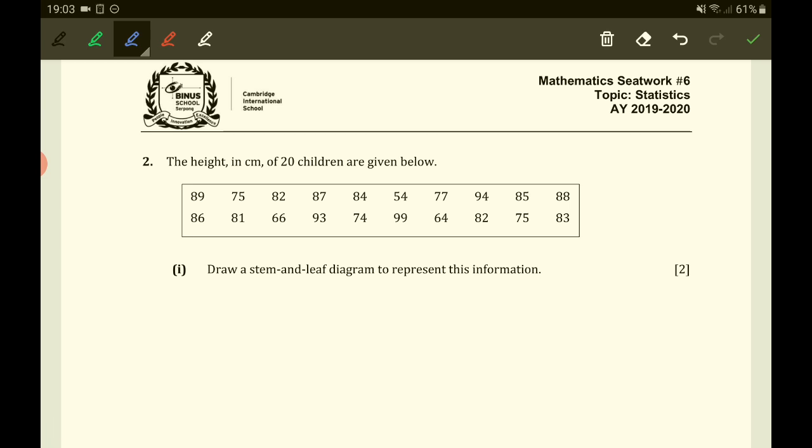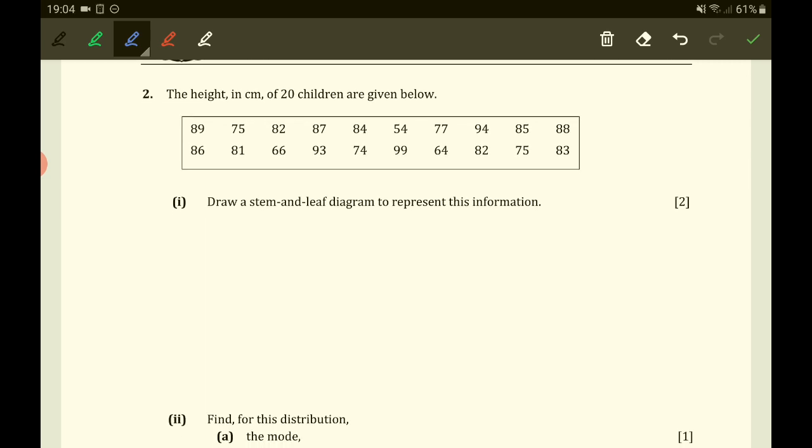Okay, the heights in centimeters of 20 children are given below. So this is the data of 20 children, the heights of 20 children, yeah. So we are going to draw a stem and leaf diagram, yeah, to represent this information. So first we have to find the minimum value here. So I think I got it. The minimum value is 54 and the maximum value is 99. So our data lies from 54 until 99, yeah.